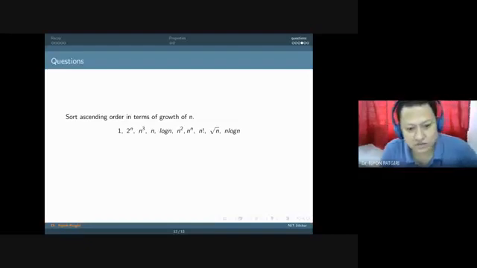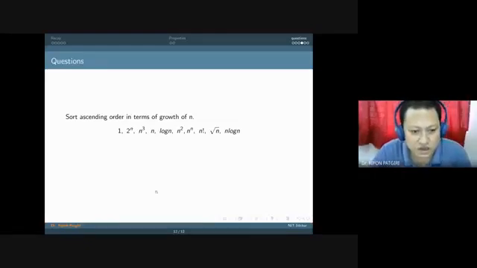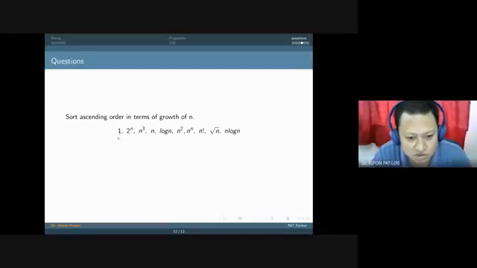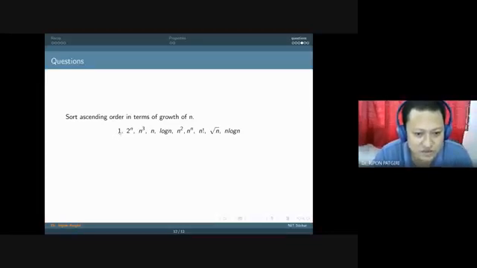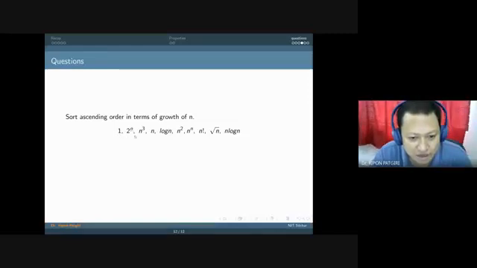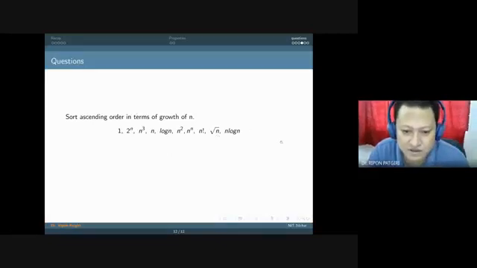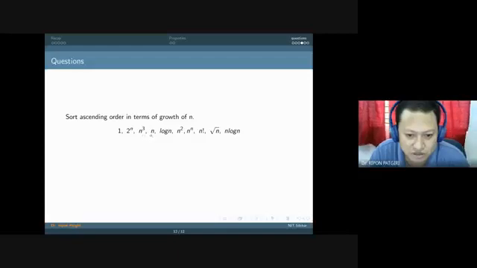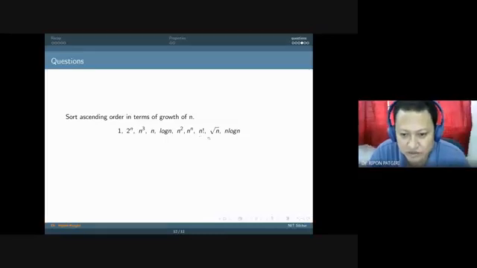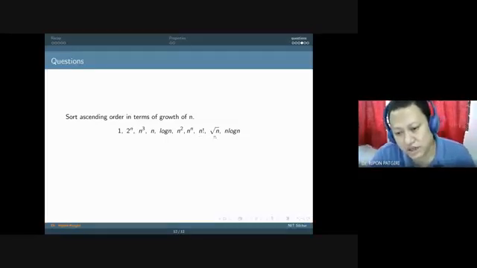Coming to the functions, say for example, you have a solution. It gives a time complexity of 1, 2 to the power n, n cube, n log n, n square, n to the power n, n factorial, square root of n. So if you have algorithms or solutions which give big O of 1, big O of 2 to the power n, big O of n cube, big O of n, big O of log n, big O of n square, big O of n to the power n, big O of n factorial, big O of square root of n, big O of n log n.